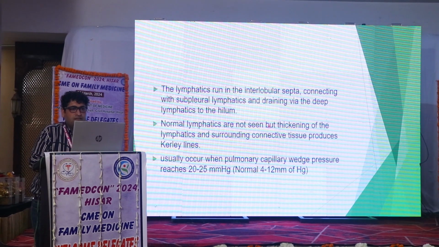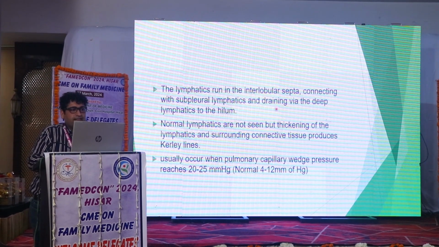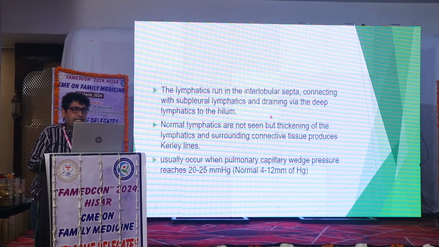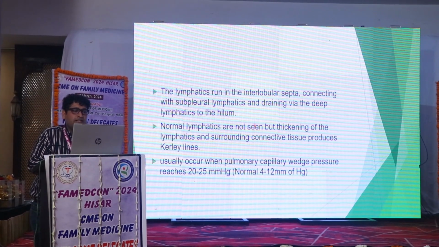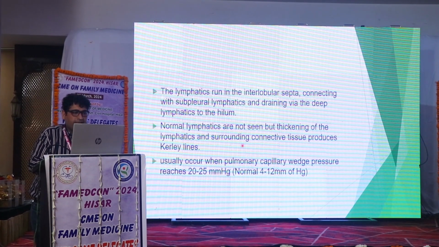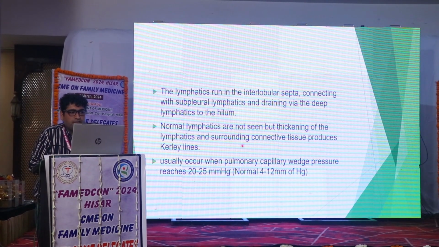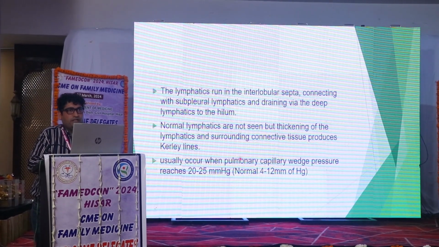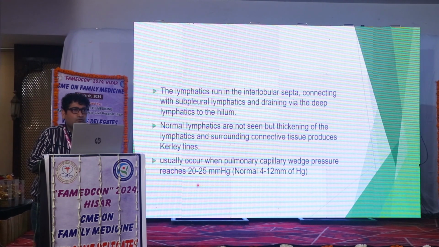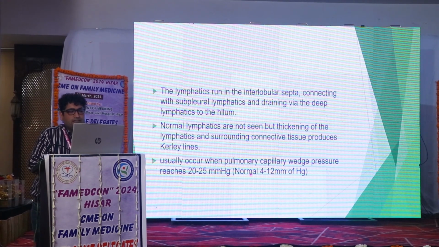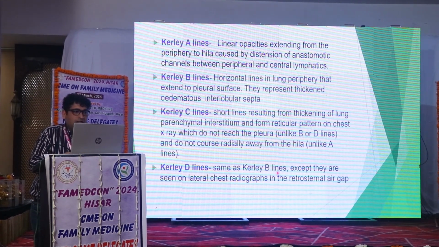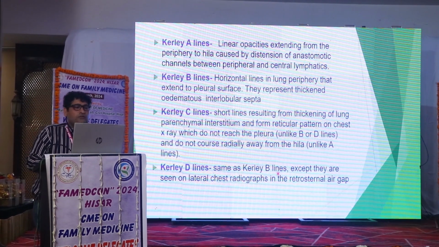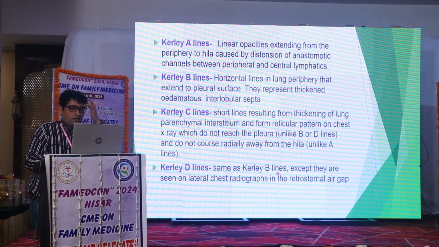So now coming to the lines. Lymphatics run in interlobular septa, connecting subpleural lymphatics and draining via deep lymphatics to the hilum. Normal lymphatics are not seen, but thickening of lymphatics and surrounding connective tissue can be seen. Usually this will happen when pulmonary capillary blood pressure reaches up to 20 to 25 mm, and normally it is 4 to 12 mm mercury. This is a very important and confusing topic. A lot of you can be asked in viva, those who are giving exams.